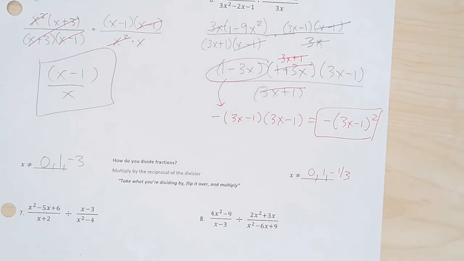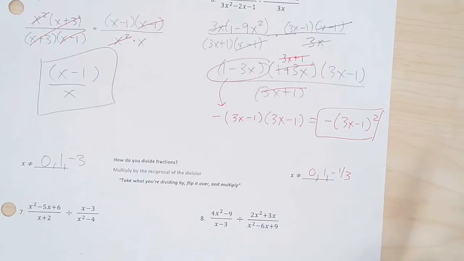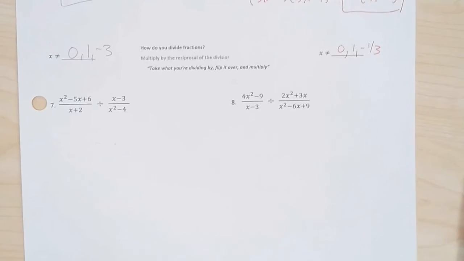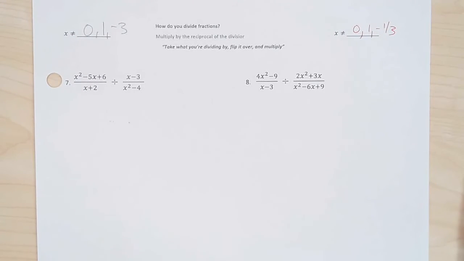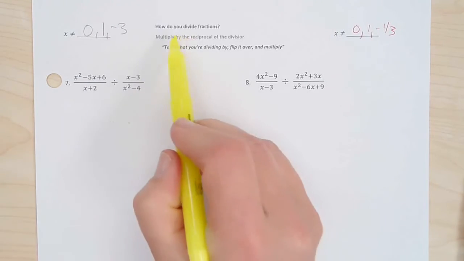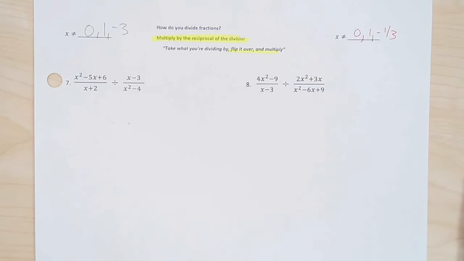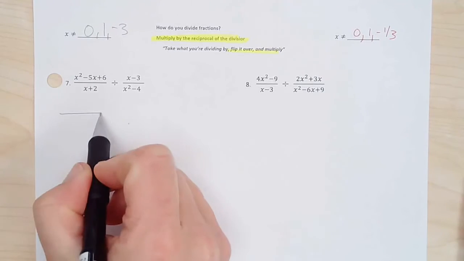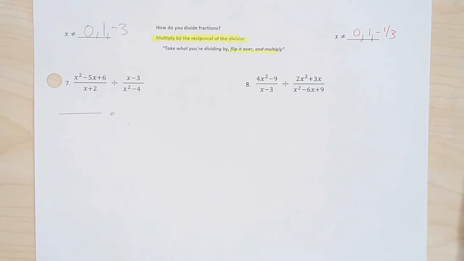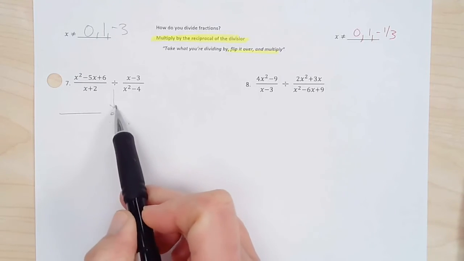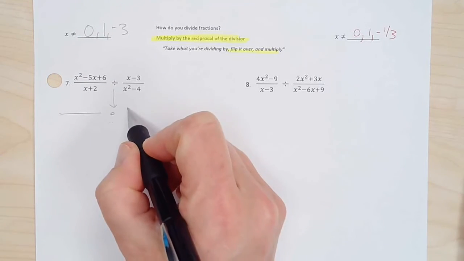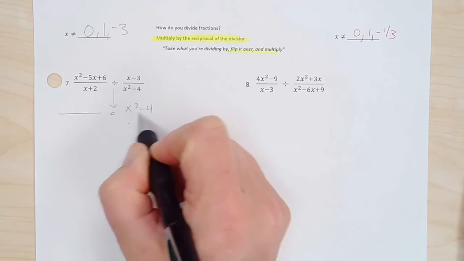Okay. All right. Last two problems are division. So we need to multiply by the reciprocal. It says flip it and multiply. That's kind of the short. So let's see what that looks like. In the numerator here, we'll factor and all that, but we're going to take this, we're going to change it to multiply, and we're going to write x squared minus 4 over x minus 3.